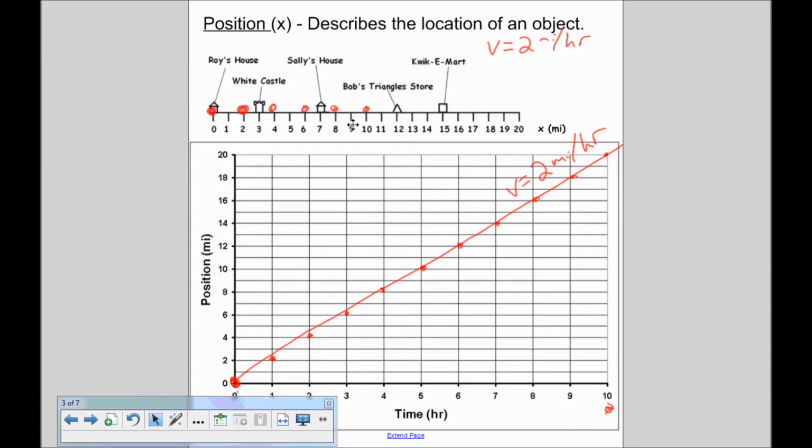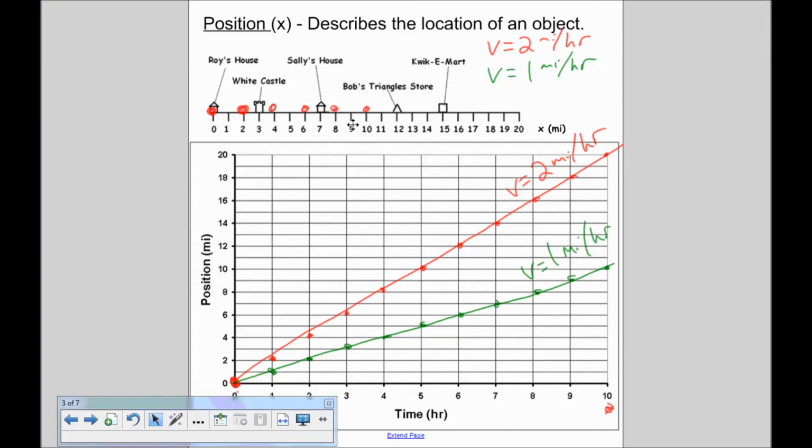Now, let's suppose the next day he goes for a walk, but he only goes 1 mile per hour. So that means that instead of him going 2 miles every hour, he's only going to go 1 mile every hour. So now my graph is going to look like this. Then connect the dots. You get a graph that looks like that. So there my velocity is 1 mile per hour.